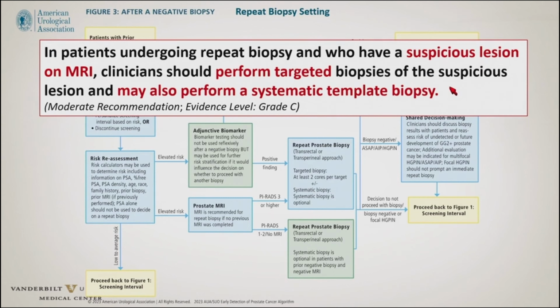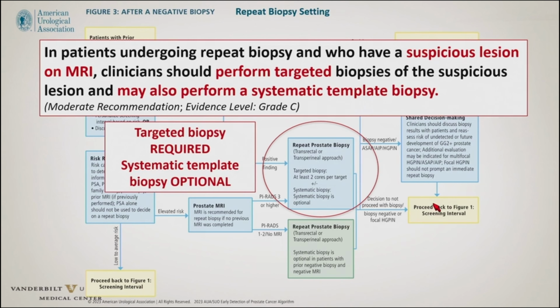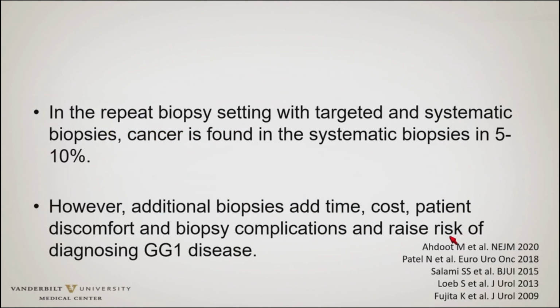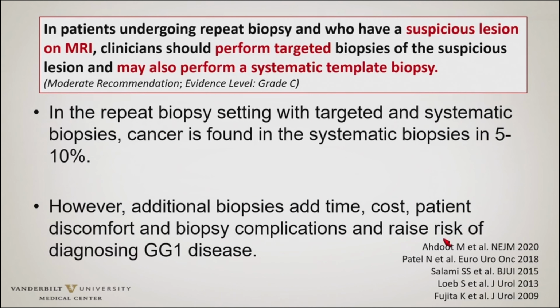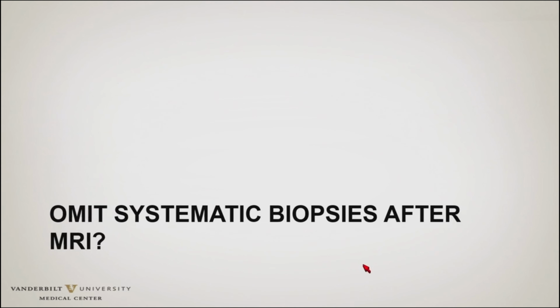For those who do have a suspicious lesion on MRI, again, it's the same. You do the target plus minus the systematic cores. Maybe we can get into a little bit of debate here about who does the systematics in this setting and who doesn't. So the targeted biopsy is required, systematic template biopsy optional in that setting. And why, again? Because we may find those hidden cancers that MRI does not detect. However, the additional cores add time, cost, patient discomfort, and again, the detection of grade group 1 disease.